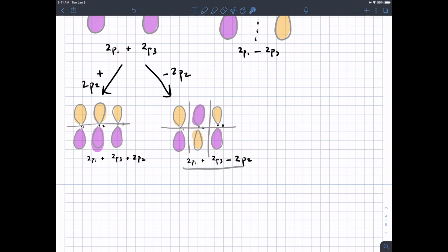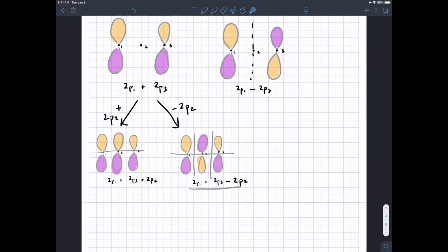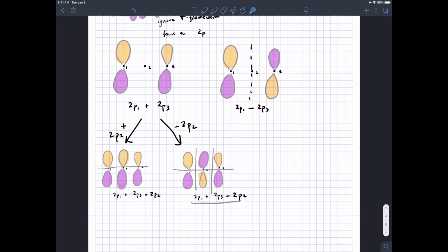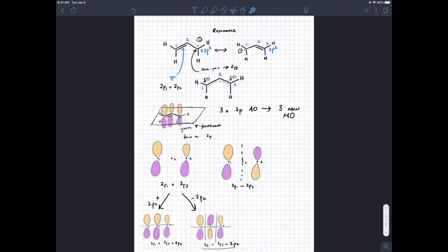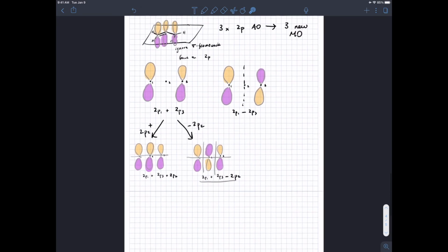Yeah? Why is it that the electrons are shared in the pi bond between all three, but for the lone pair, it's not shared by the two? Good question. Why is it resonance tells you that the electrons in the pi bond are shared between 1, 2, and 3, but the lone pair is only on carbons 1 and 3, never on 2?